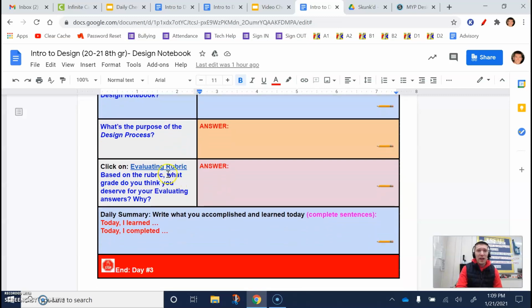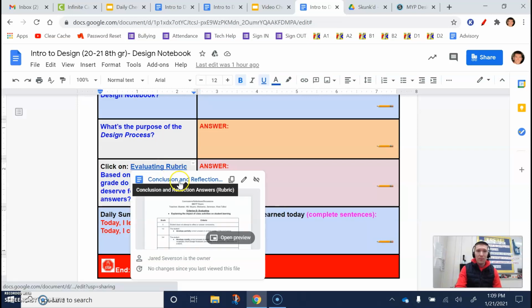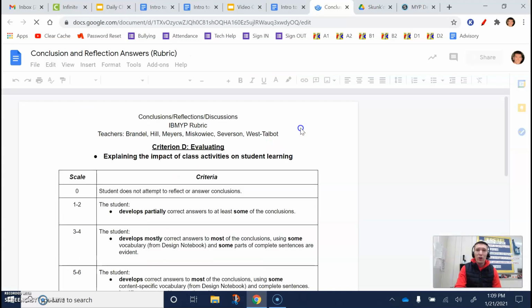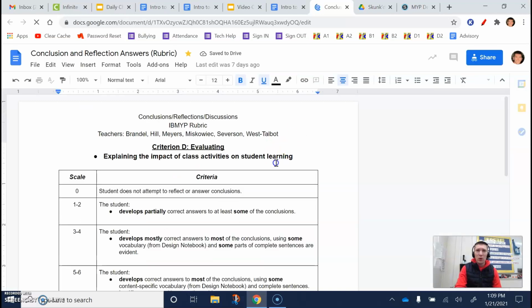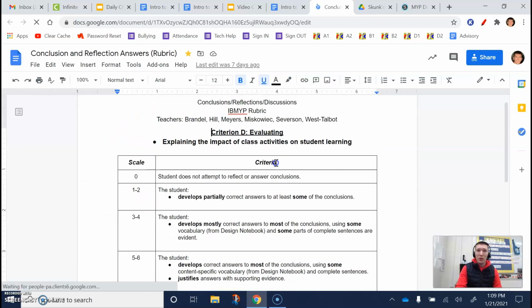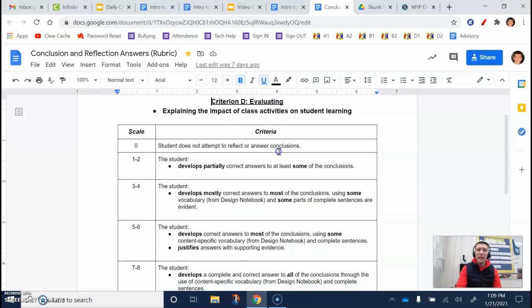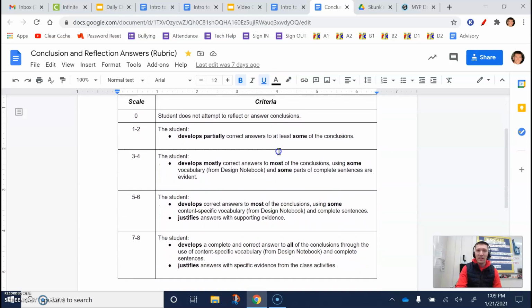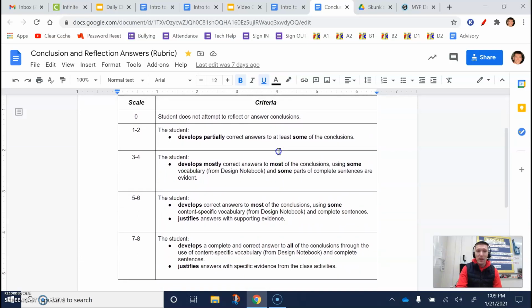And lastly, here's the evaluating rubric. And so by using the rubric here, there's a link, and you're going to see how you're graded, not only in this design notebook, but all of the design notebooks throughout the semester for Criterion D evaluating. So anytime you have evaluating questions, this is how you're being graded. So take a look at, if you're trying to get a 7 or an 8, what needs to be done.